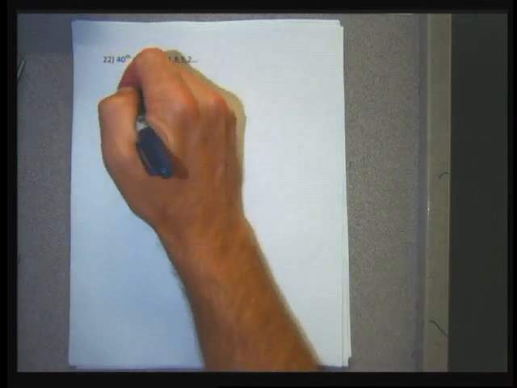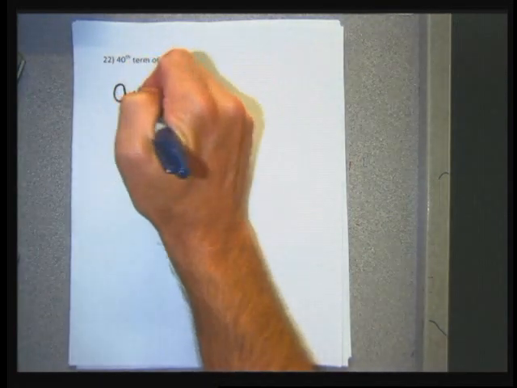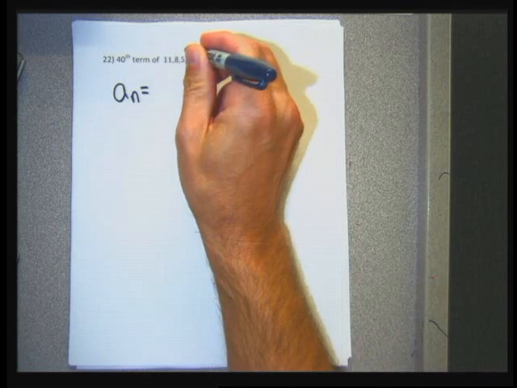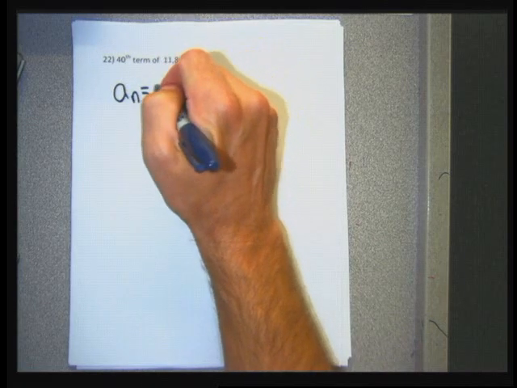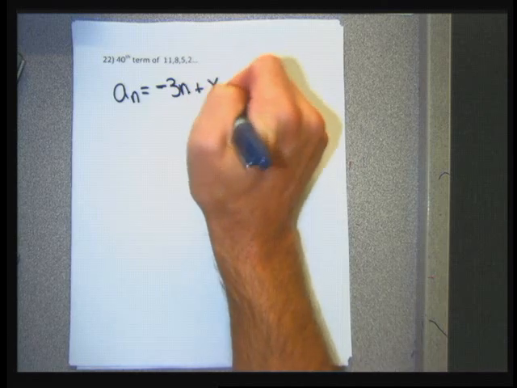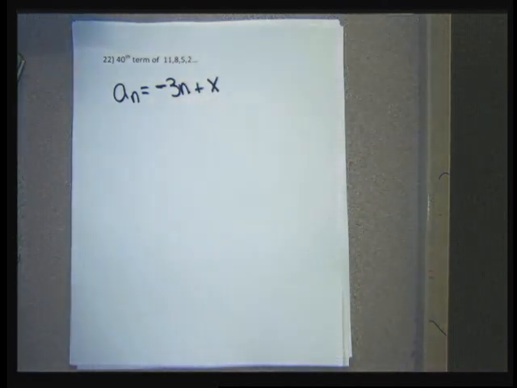So similarly, to find the 40th term, it wouldn't be impossible for me to write all 40 terms out, but I'd probably make an error. So I'm going to use the formula approach, a sub n equals the common difference. To get from each term, you have to subtract 3. Since they're getting smaller, I'm going to keep that negative sign next to the n. So I'm going to use a sub n equals negative 3n plus x.